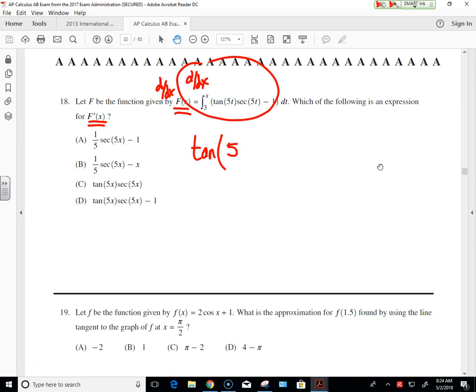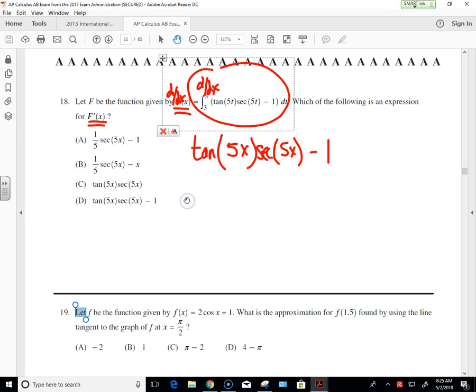So I have tangent of 5 times who? X. Secant of 5 times who? X. Minus 1? Uh-oh. There we go. Wait a minute. Times u prime. Good, Nathan. Well, wait. Who is u? U is x. So then u prime is just 1.